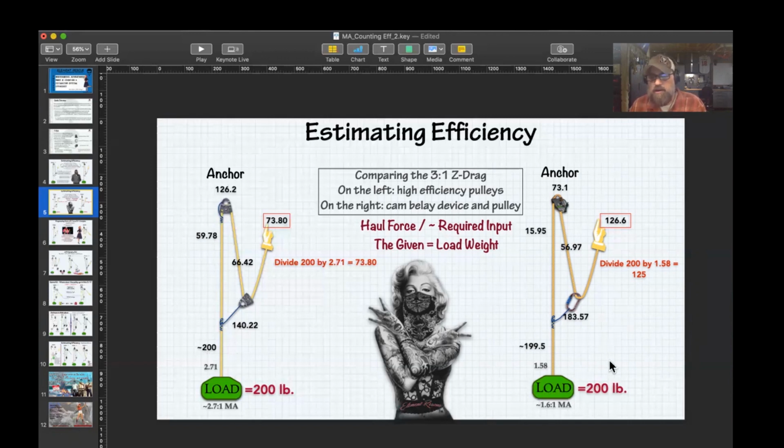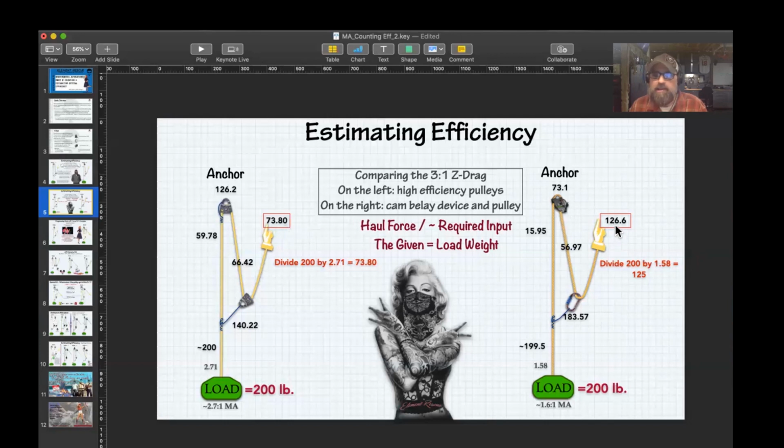So if we take our 200 pounds, divide that out by our 1.58, we're basically coming into saying, okay, we're going to have about 126.6 pounds that we are going to have to input compared to the 73.80 over here.